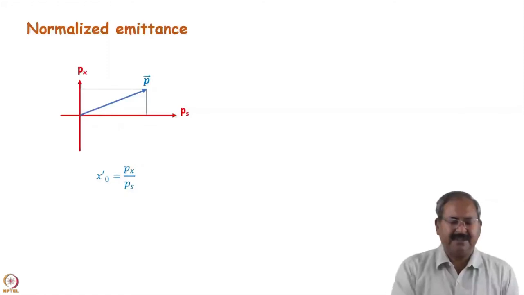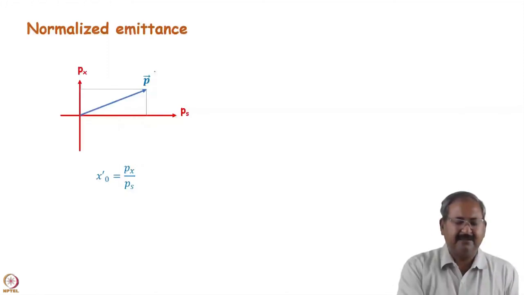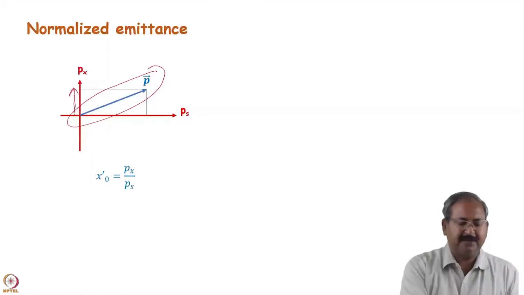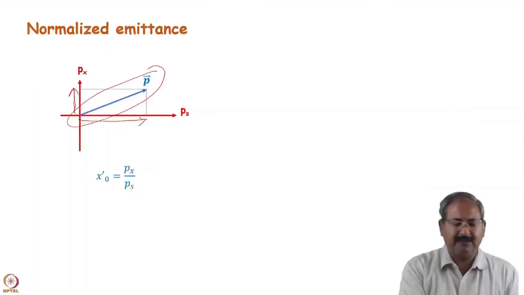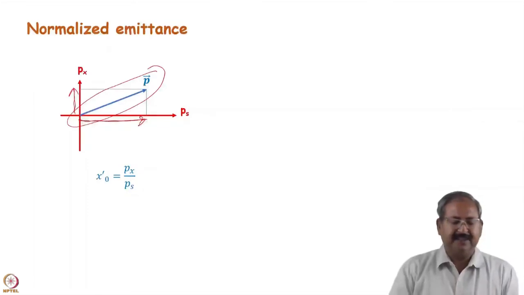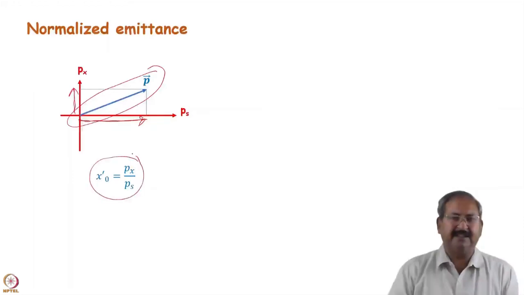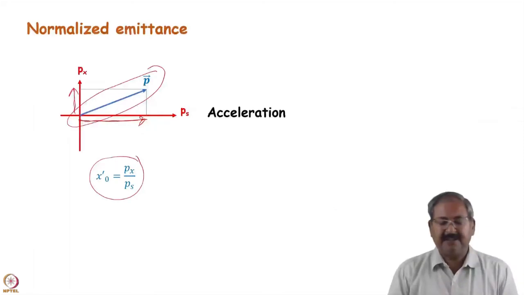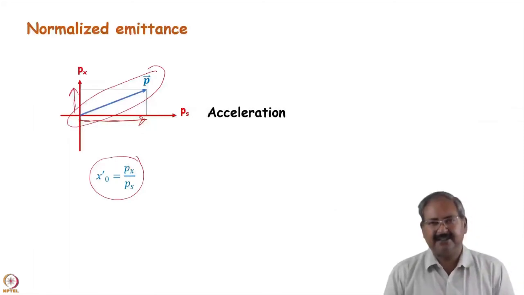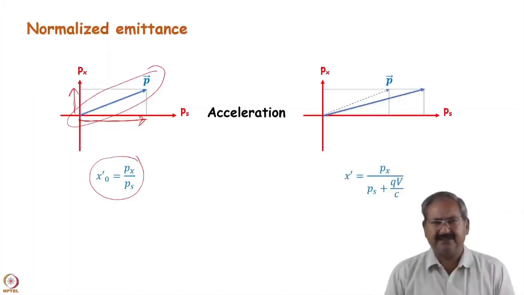Now consider a particle which has a momentum vector in this direction. This shows the transverse momentum px and this is the longitudinal momentum ps, and the angle of trajectory of this particle is defined by px by ps. Now this particle gets some acceleration due to the RF cavity. When it traverses the RF cavity, the electric field of that cavity increases the energy.